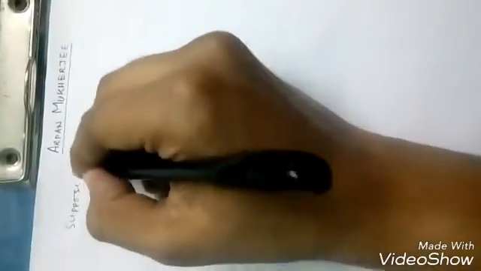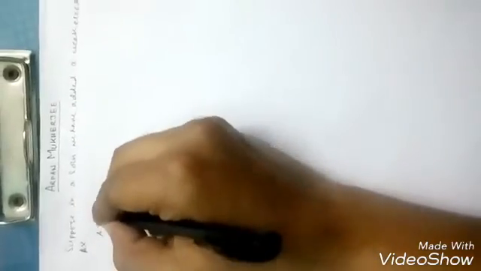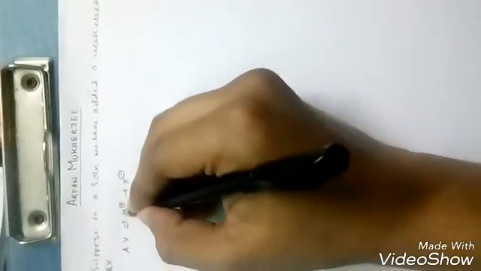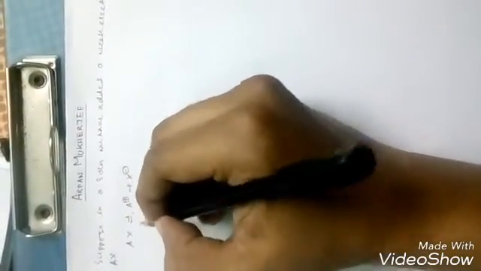Suppose in a solution we have added a weak electrolyte X, the arbitrary compound X, which dissociates like this. As X is a weak electrolyte, it will form an equilibrium, so I have used a double-headed arrow. Don't forget to use a double-headed arrow because it is very important.